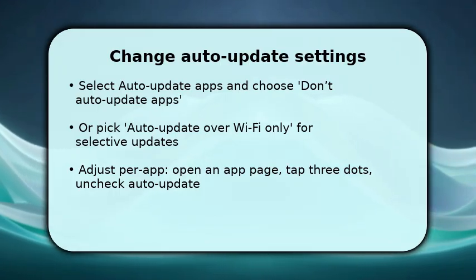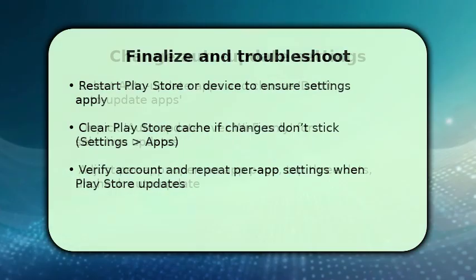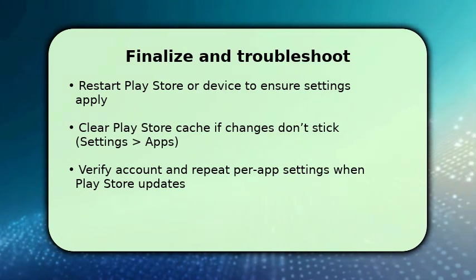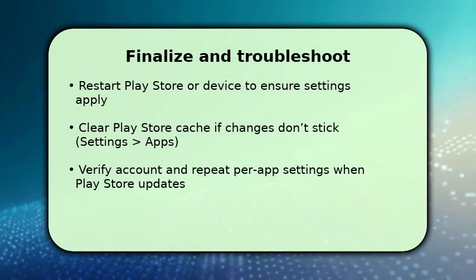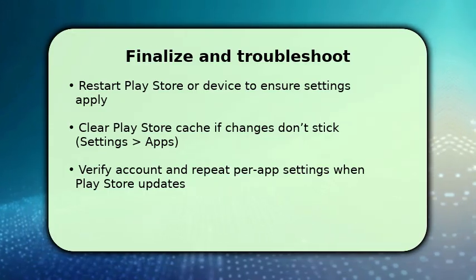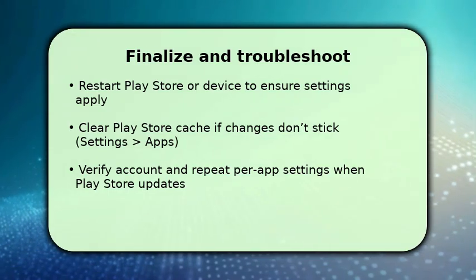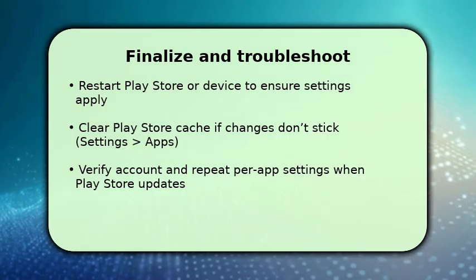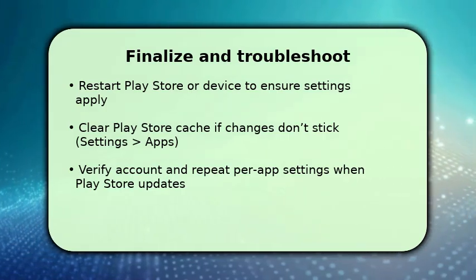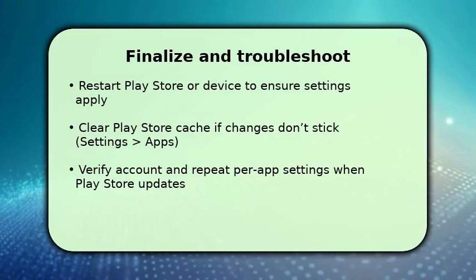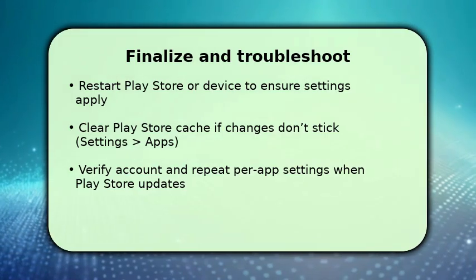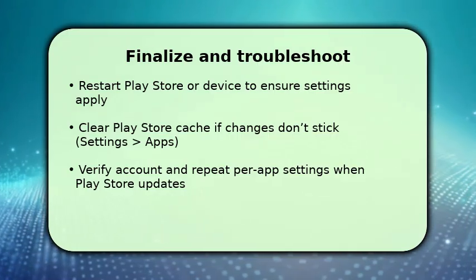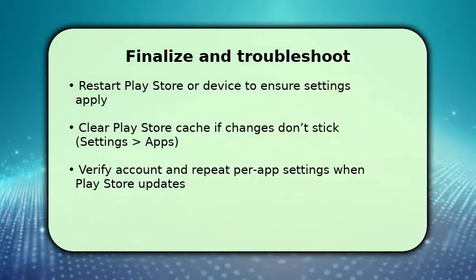Finish by restarting the Play Store or your device so new settings take effect immediately. If options don't stick, clear the Play Store cache and storage from Settings app's Google Play Store, then reopen and reapply choices. If you still see auto updates, make sure you change settings for the correct Google account and repeat per app toggles after any Play Store updates, because interface changes can reset visibility. This often resolves stubborn cases quickly.